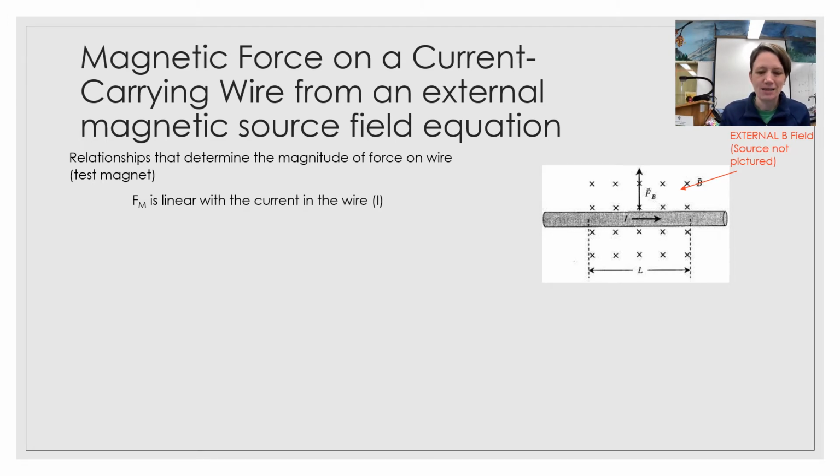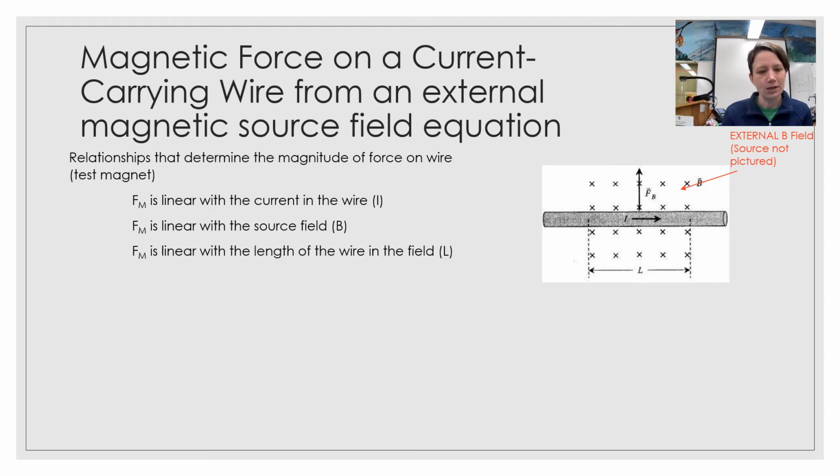The first is that the magnetic force on the wire will be linear with the current going through the wire, which makes sense since magnetism is caused by moving charges. The more moving charges you have, the more magnetism you're probably going to experience. Magnetic force is also linear with the source field. So the stronger the second magnet is, the stronger the magnetic force. And then the third relationship is that the magnetic force is going to be linear with the amount of the wire that's in the field.